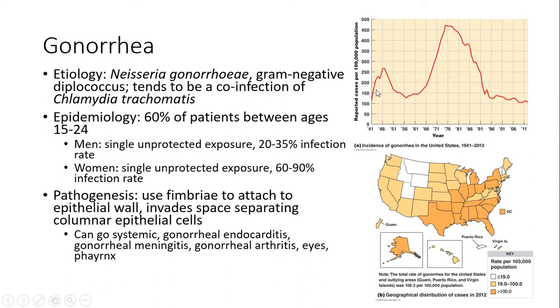Now, if we look at the rates of infection over time, you'll see we had an early spike in the mid-40s. This is part of the baby boom, yay. And then it dipped, mostly with the advent of penicillin, honestly. And then we saw this big spike in the mid-70s. Any ideas why that is? The advent of oral contraception.